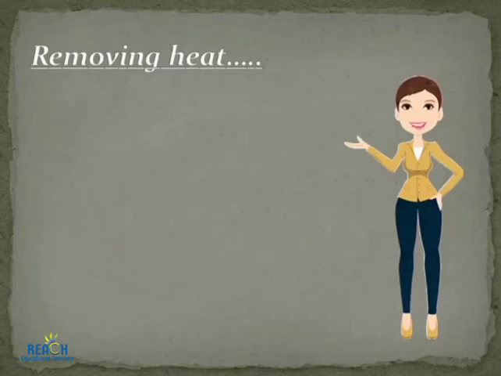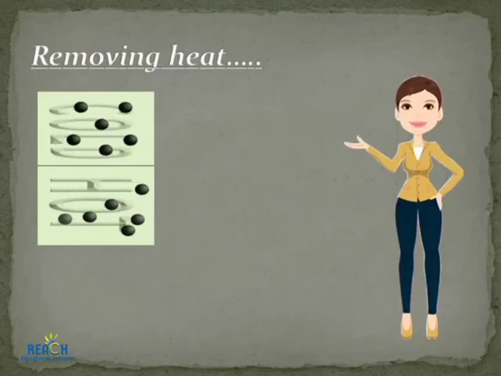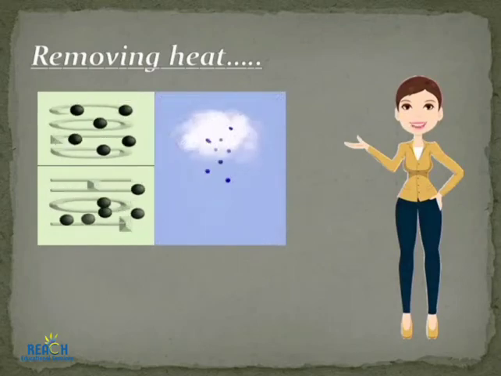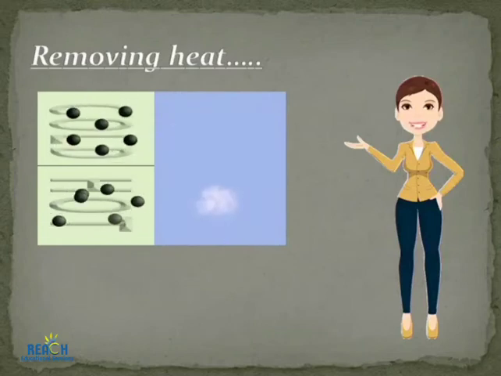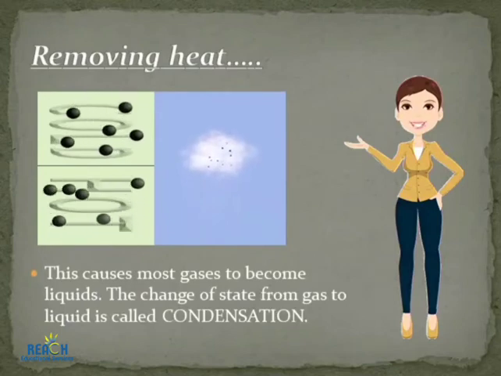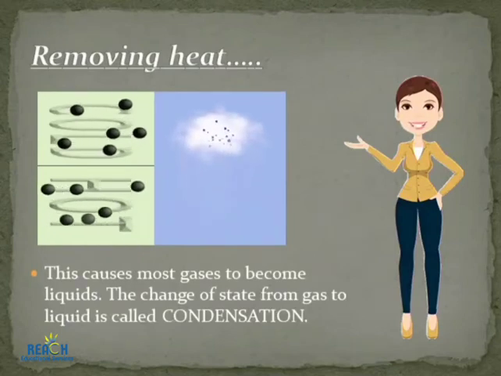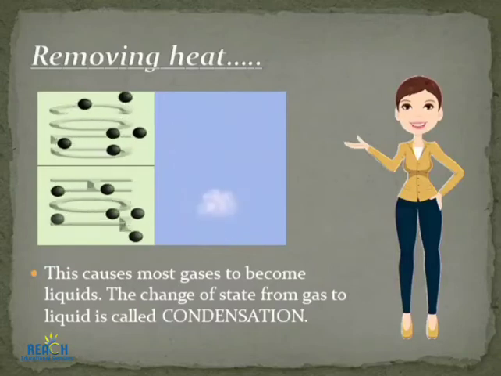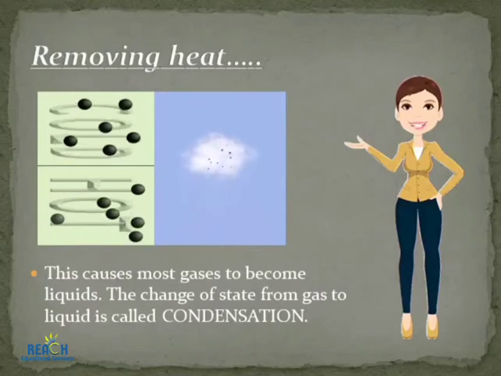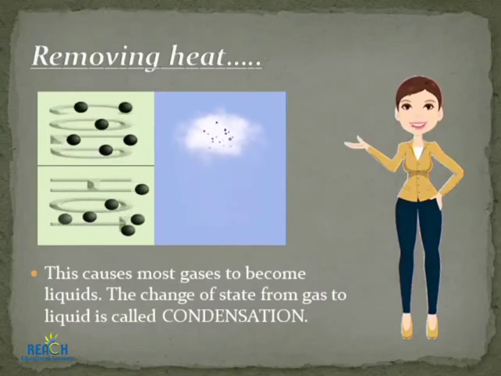The removal of heat from a gas is going to cause a gas to become a liquid. The change of state from gas to liquid is called condensation. This is a process that causes the formation of clouds and rain.